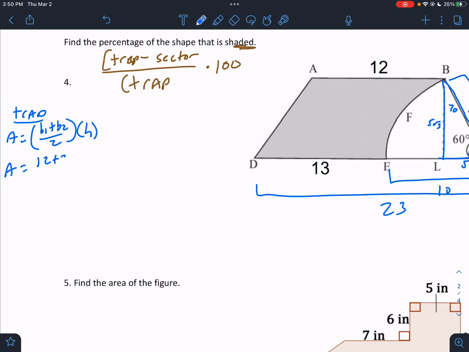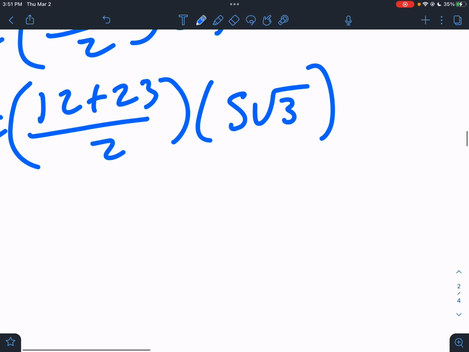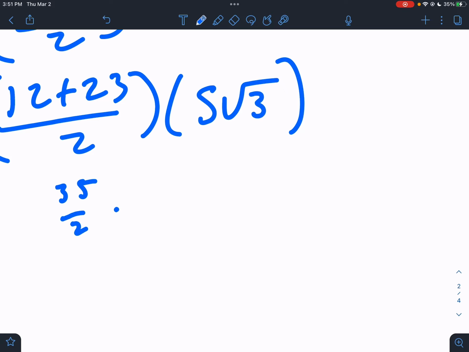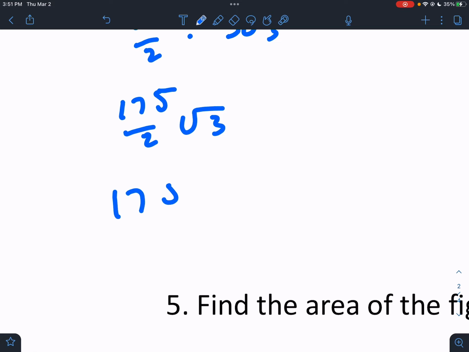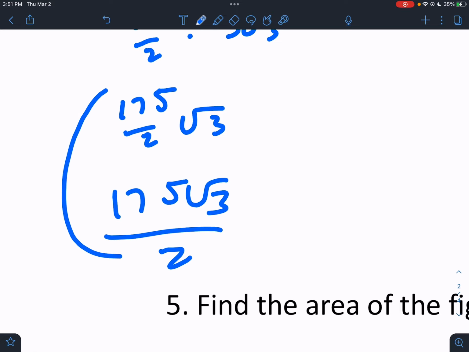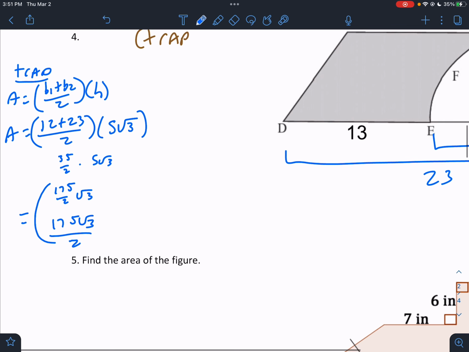So 12 plus 23 divided by 2 times the height, which is 5 root 3. Let's practice doing this in our head. This would be 35 over 2 times 5 root 3. That'd be 175 over 2 root 3. By the way, you can write it as 175 root 3 over 2. Those are the same thing. They're both times root 3. That's exactly what we want. So that's the trapezoid. Let's go work on the sector.